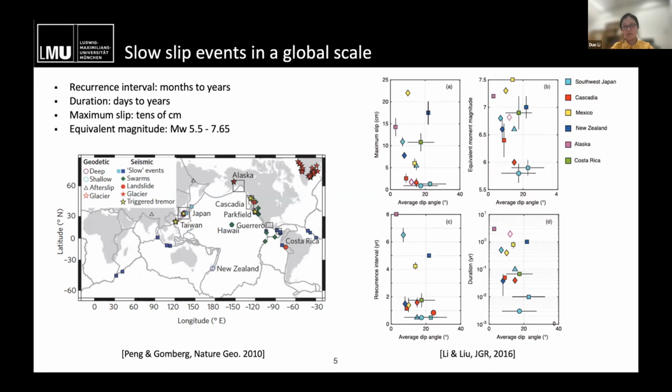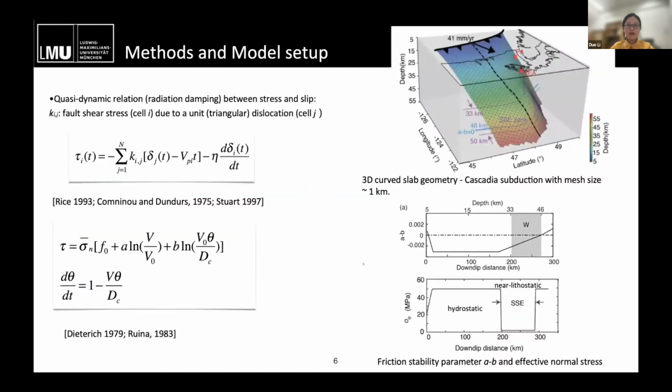This motivates us to study the geometry. How does the geometry of the slab affect the source of slow slip in our model? This is how we build our numerical model. We use the quasi-dynamic relation between shear traction and slip.